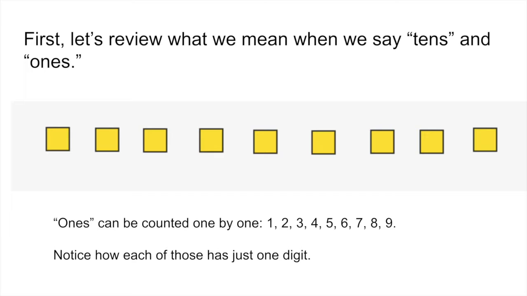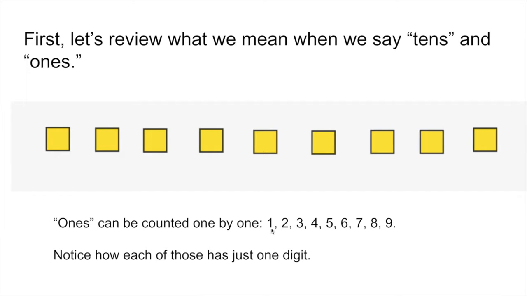So first, let's review what we mean when we say tens and ones, and then you'll be able to use this more clearly going forward. Ones can be thought of as groups of one. So here's one, here's one, here's one, here's one, here's one, and so on like that. You can count ones: 1, 2, 3, 4, 5, 6, 7, 8, 9.